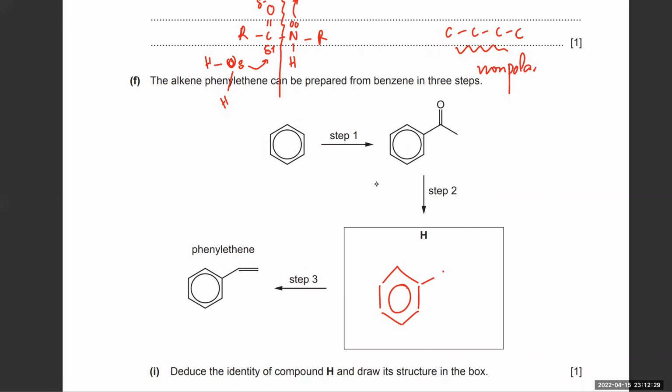We are going to turn this into an alcohol first. And let's say this is CH3. Then the OH would be lost and the H would be lost from the neighboring carbon atom, on adjacent carbon atoms.